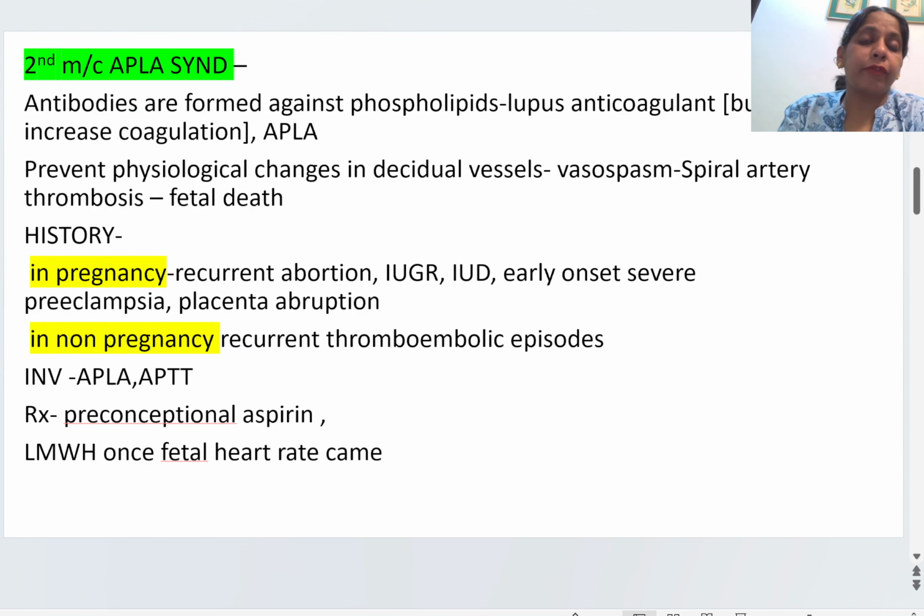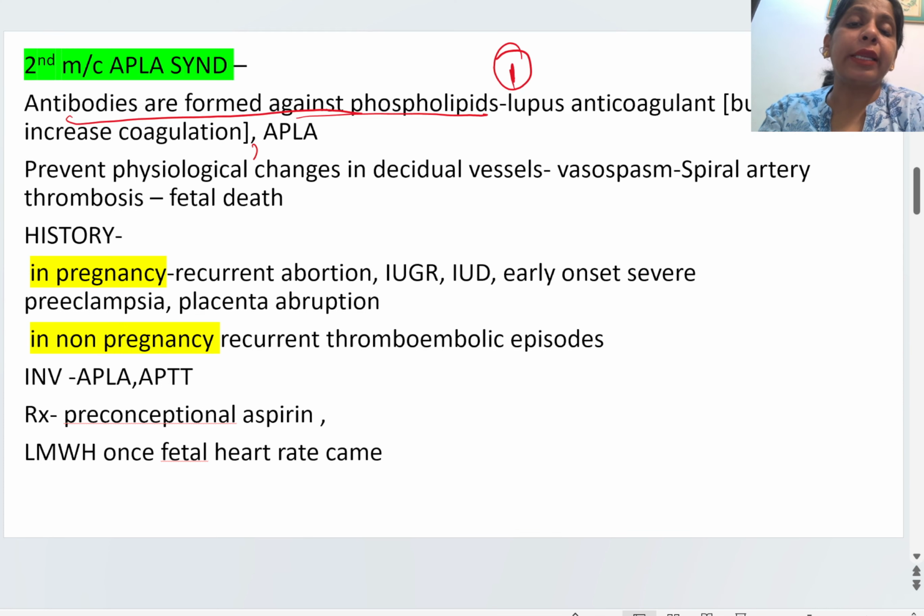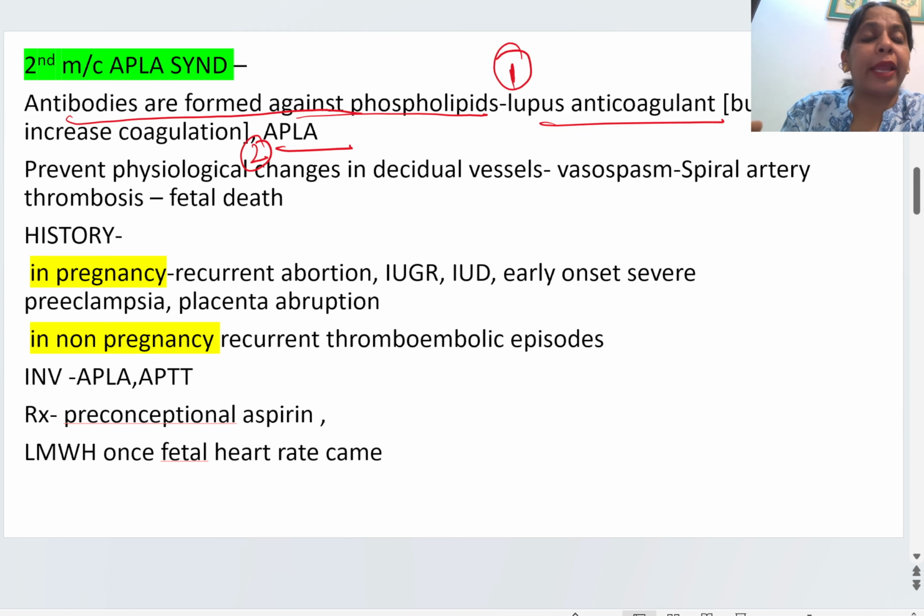Now, the first cause which we studied was the anatomical cause, in which we studied cervical incompetence and uterine anomalies. Now the second most common cause of recurrent abortion is the APLA syndrome. What happens here? Here the antibodies are formed against phospholipids. You all know that phospholipids are present in the cell membrane. So antibodies are formed against those, and the names of those antibodies are: number 1 is lupus anticoagulant, and number 2 is anticardiolipin antibody. Okay, so the lupus anticoagulant is known as an anticoagulant, but actually it coagulates.